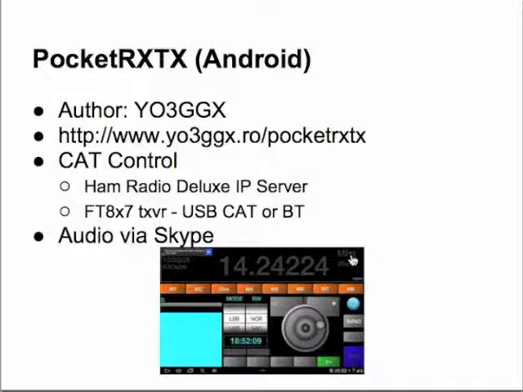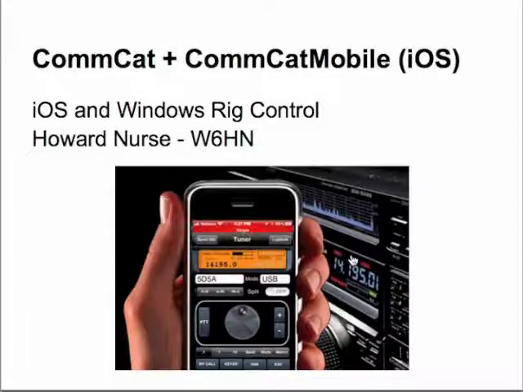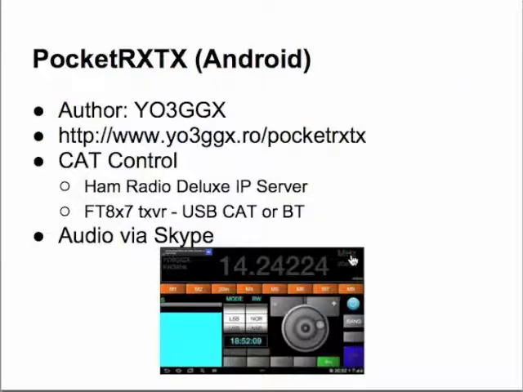Pocket RX TX for Android. This is written by YO3GGX. There's a website there that'll get you there. It's an Android device, or I'm sorry, an Android application. Audio again is provided by Skype. Also over here with Comcat, audio is provided by Skype. This works with Ham Radio Deluxe IP server as well as the FT8X7 transceivers, so the 817, 857, and 897, and it'll do USB wired cat control or Bluetooth with a special adapter.